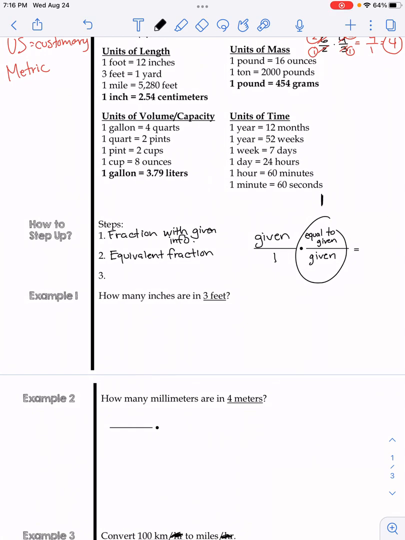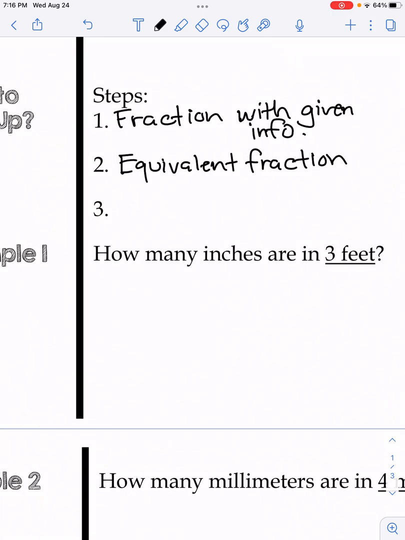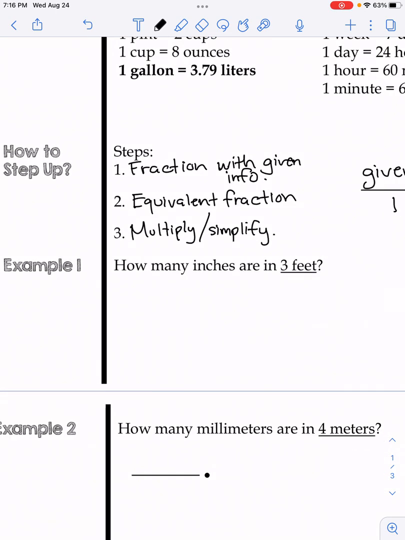And then step 3, this is where the arithmetic comes in. You're going to multiply and simplify any fraction. It doesn't have to be in that order. We talked about that earlier. It could be switched. Now, these were just words, so let's get to some examples.